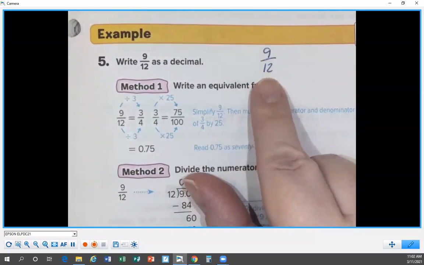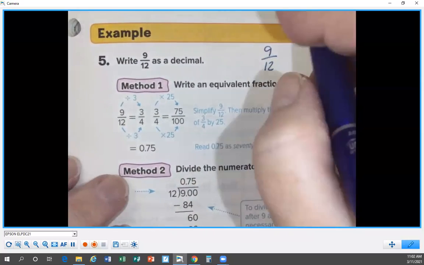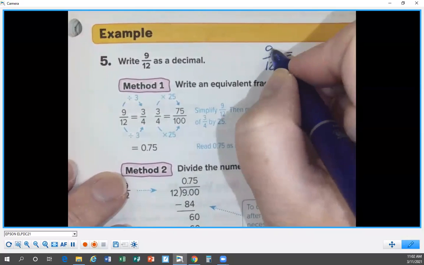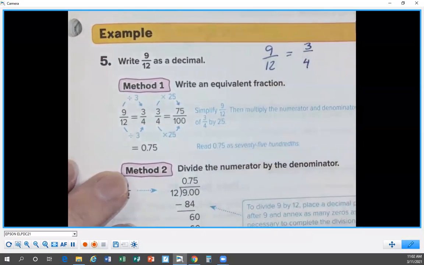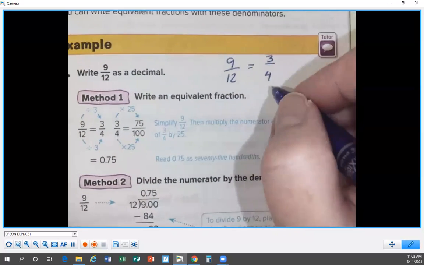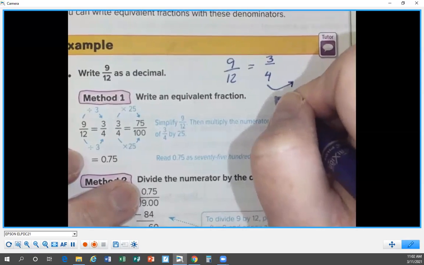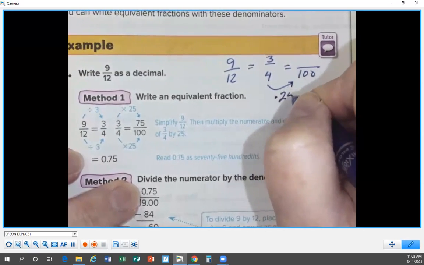But when I look at the number, I notice that those numbers are both divisible by 3. And so I'm going to scale it down and see if that helps me at all. 9 divided by 3 is 3. 12 divided by 3 is 4. So 3/4 can go evenly into 100, okay? So 4 can go into 100 if I multiply it by 25.